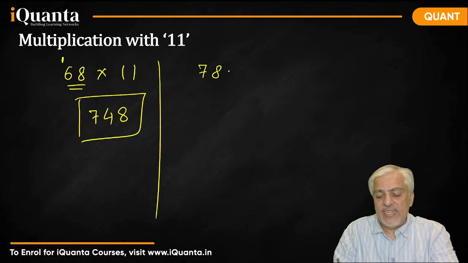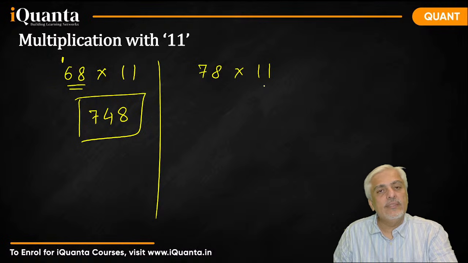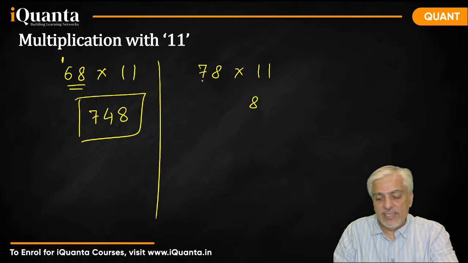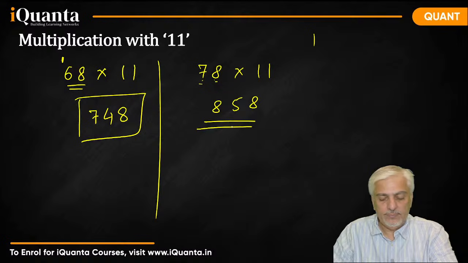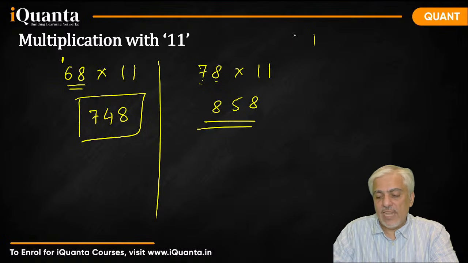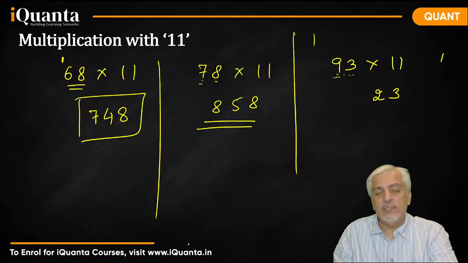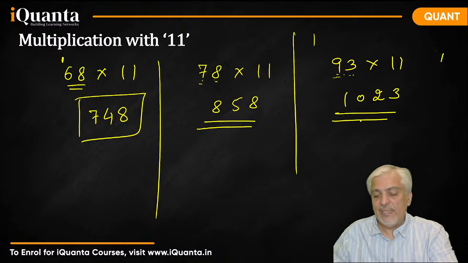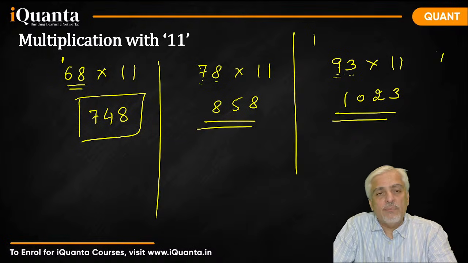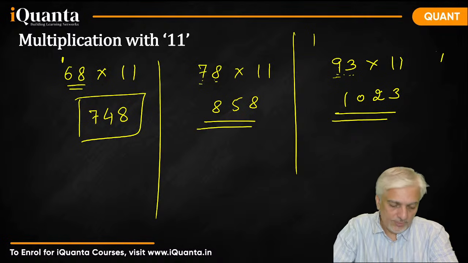What about 78 into 11? 8 will obviously come as it is. 7 plus 8, 15. 5, 1 carry over. So 8. Last one of this method. 93 into 11. 3 will come as it is. 9 plus 3, 12. 2 and 1 carry over. 9 plus 1, 10. Everybody clear? This is for 2-digit numbers multiplied by 11. All 2-digit numbers multiplied by 11 can be done by this method. Obviously, we can do bigger digits also. Pay attention.